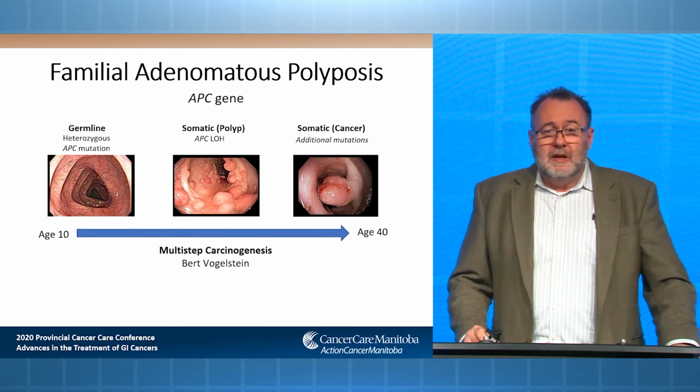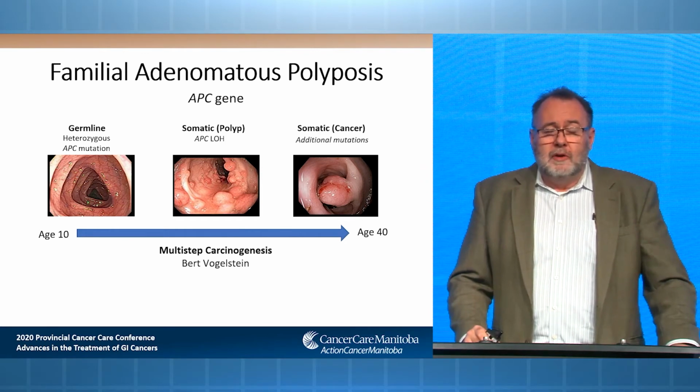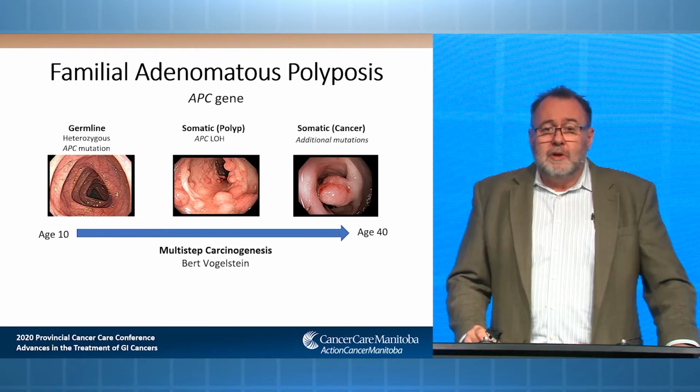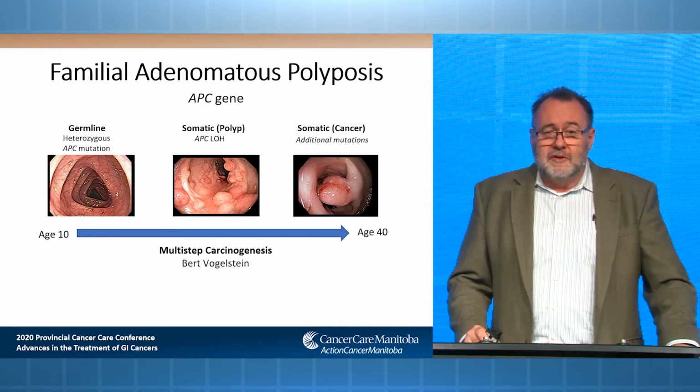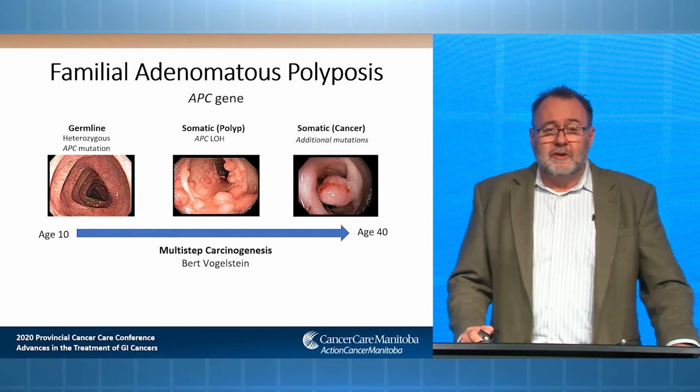So APC mutation, you have a normal colon. If you lose the other copy of APC through a deletion in the chromosome, you begin to develop benign polyps. But you need additional mutations in other tumour suppressors or oncogenes such as RAS for a full-blown colorectal cancer to appear. But because, as I mentioned, the original founding mutation is present in the germline, this happens in a very compressed time frame to young patients.